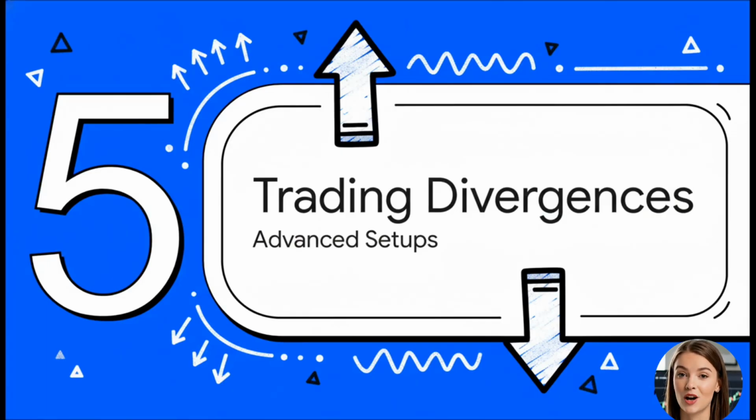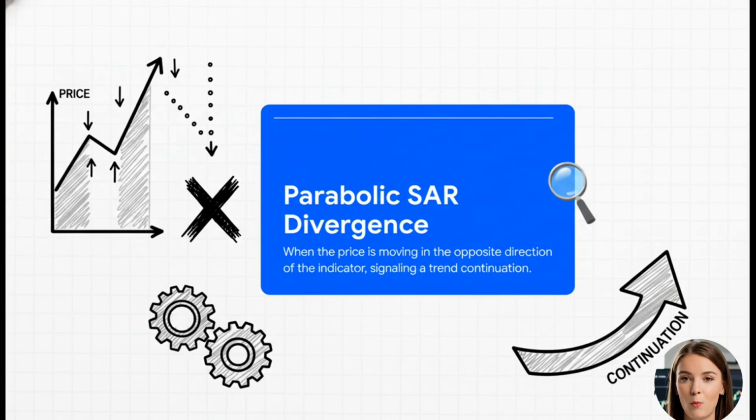Okay, so once you've really mastered those basics, there's an advanced technique you can use to find some incredibly high probability setups. Let's talk about trading divergences. So what is a divergence? It's when your price chart and your indicator are telling you two different stories. For instance, the price might be pulling back a little bit, making a new low, but the SAR indicator is actually showing that the underlying momentum is still strong.